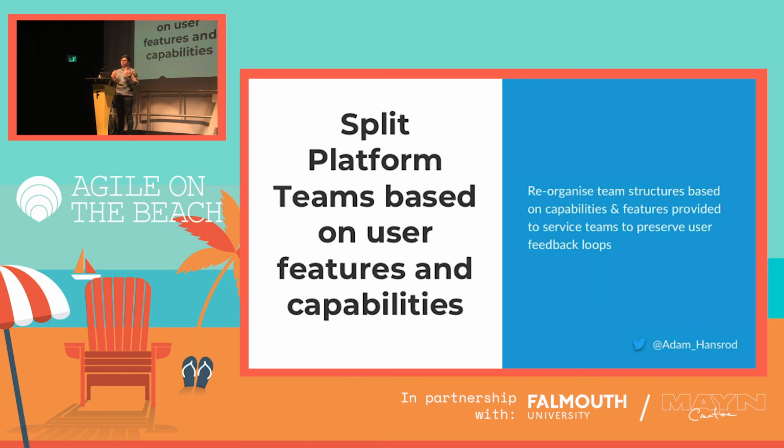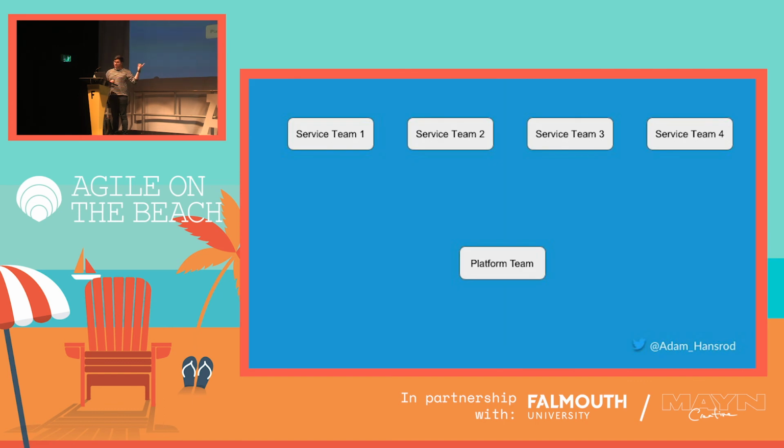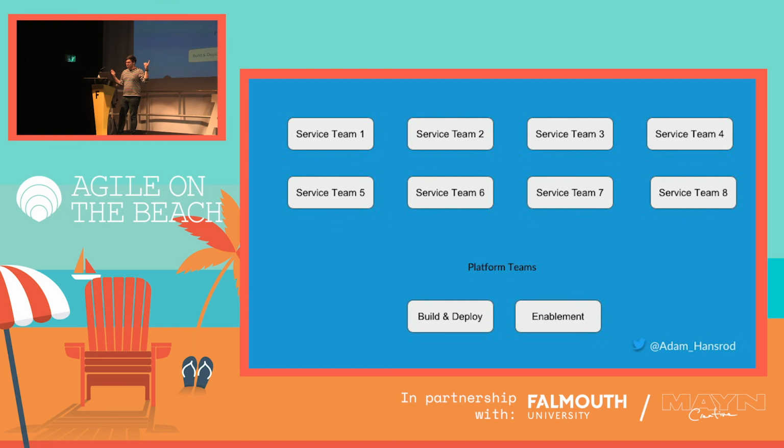So let's split it the same way we'd split teams, right? Look at user features, capabilities, strategic differentiators, and split them along that line. Make sure there are individual user feedback loops for each of those teams. So we go something like this: you've just got a platform team and a couple of service teams. We split them. Build and deploy, right? Put something in source control, have it running in production. It's one easy user journey.